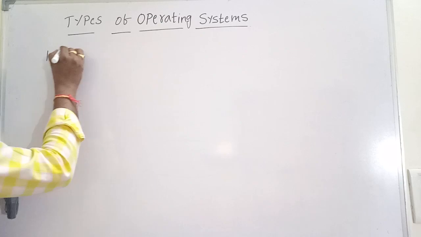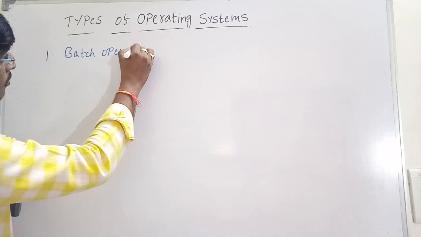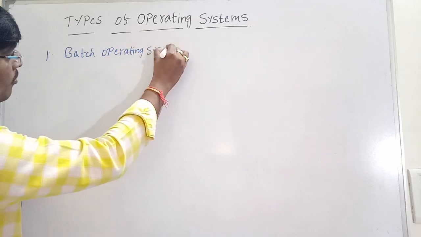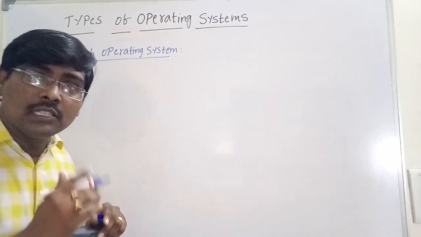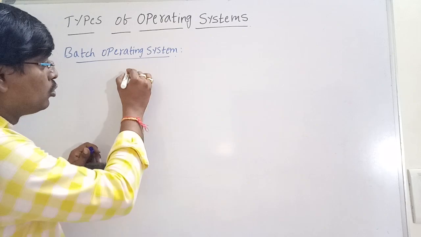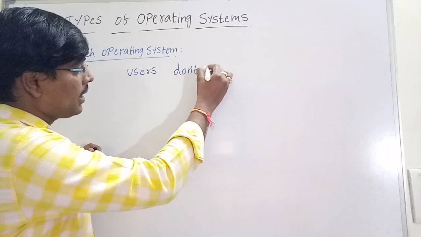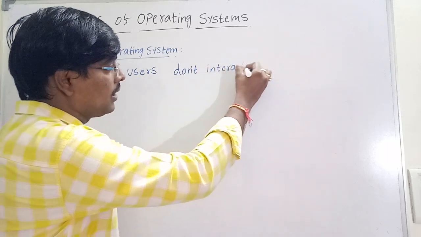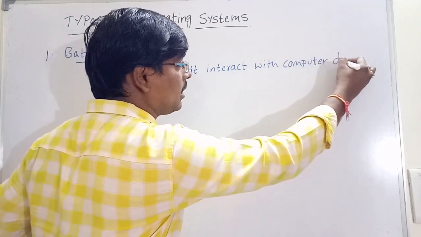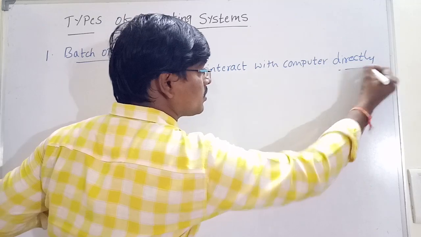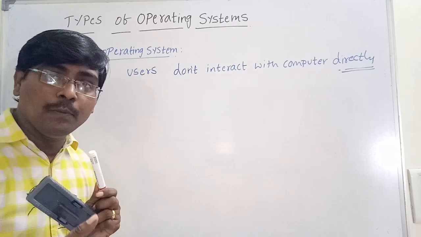What is the first one? The first one is the batch operating system. In this batch operating system, the users do not interact with the computer directly. So remember this one. In batch operating systems, the users do not interact with the computers directly.